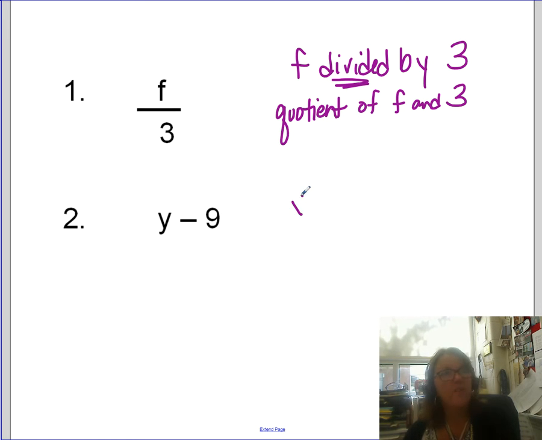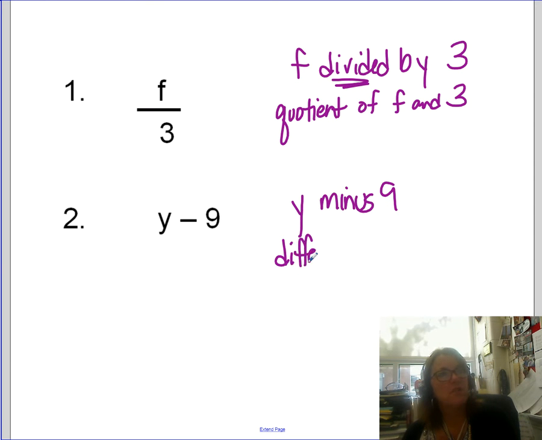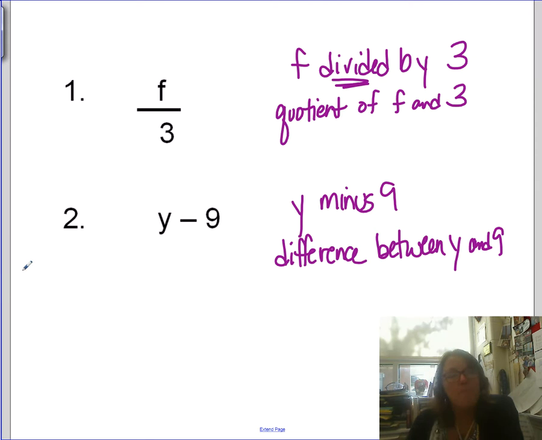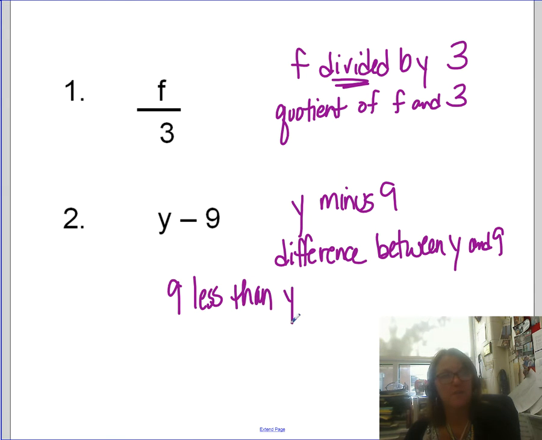Look at this one. If you simply read that algebraic expression out loud, you'd probably say y minus 9. Go ahead and write that. Other options: the difference between y and 9. You could say 9 subtracted from y. Y decreased by 9. 9 less than y. All of those work. You just simply have to come up with 2.